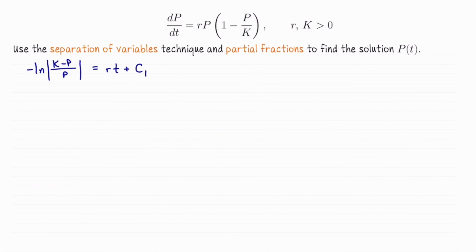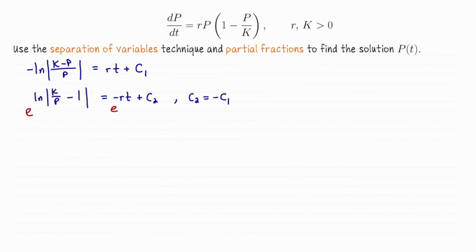I'm now going to multiply both sides of this equation by -1, essentially transferring this negative to the other side. I'm also going to take this fraction here and write this as k over p minus 1. So now this is going to be the natural log of the absolute value of k divided by p minus 1 equals negative rt, and then I'm going to write plus c2 with the understanding that c2 is negative c1. It's just another constant. This is as simple as I want to make it, so let's exponentiate the left and right-hand sides.